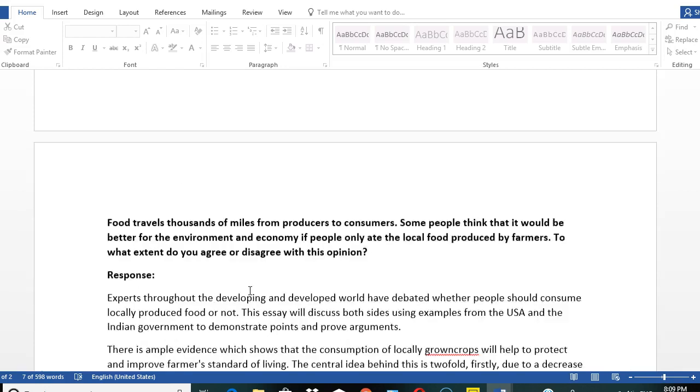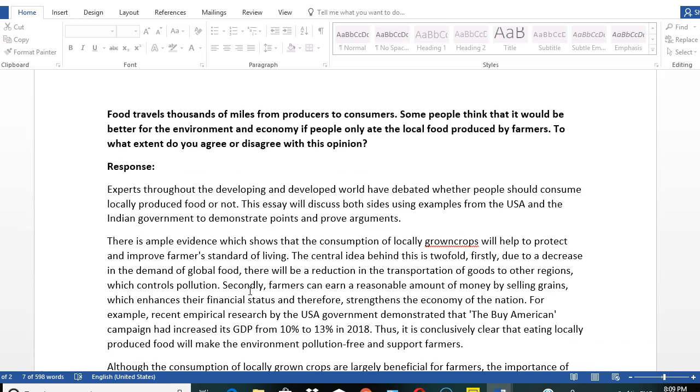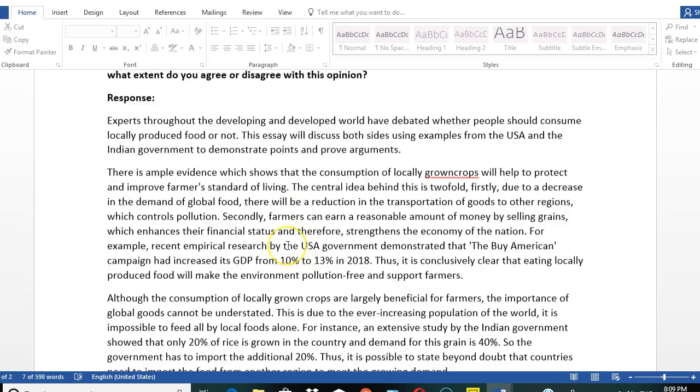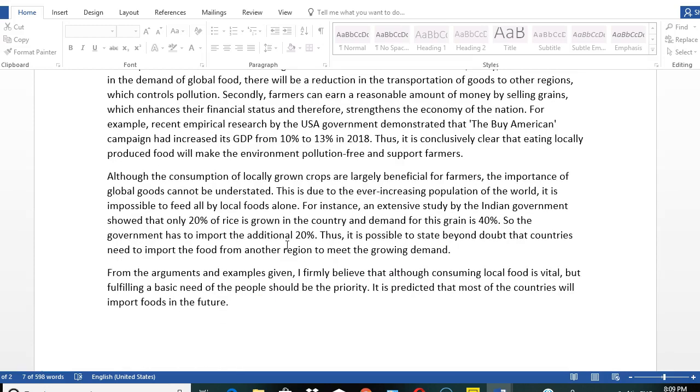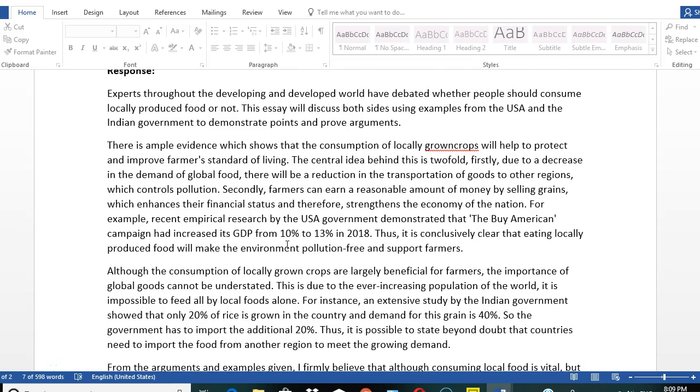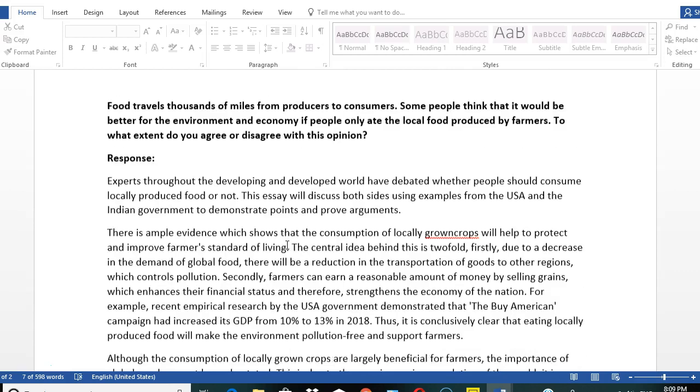This being said, let's have a look at the essay. Food travels, right? Okay, so some people think it would be better for the environment and economy if people only ate local food, and to what extent do you agree? How many paragraphs do you have? One, two, three, four. Let's have a good look at this.